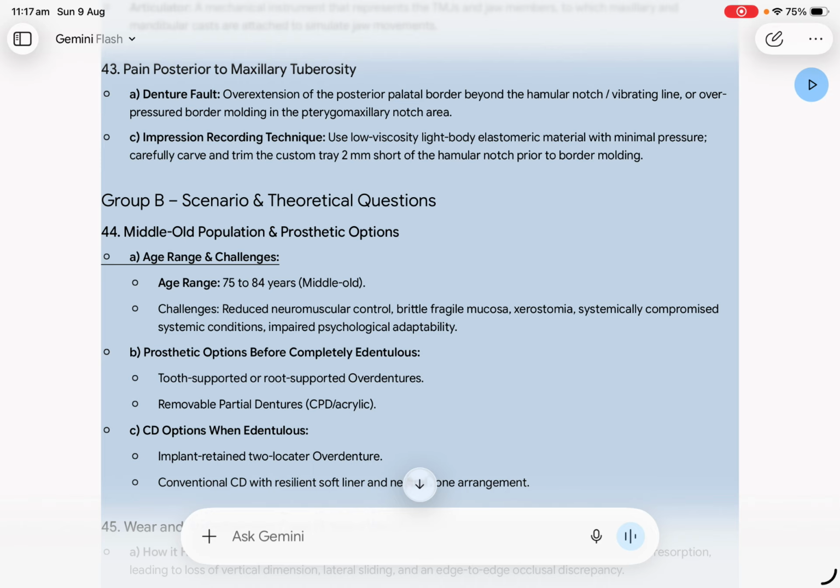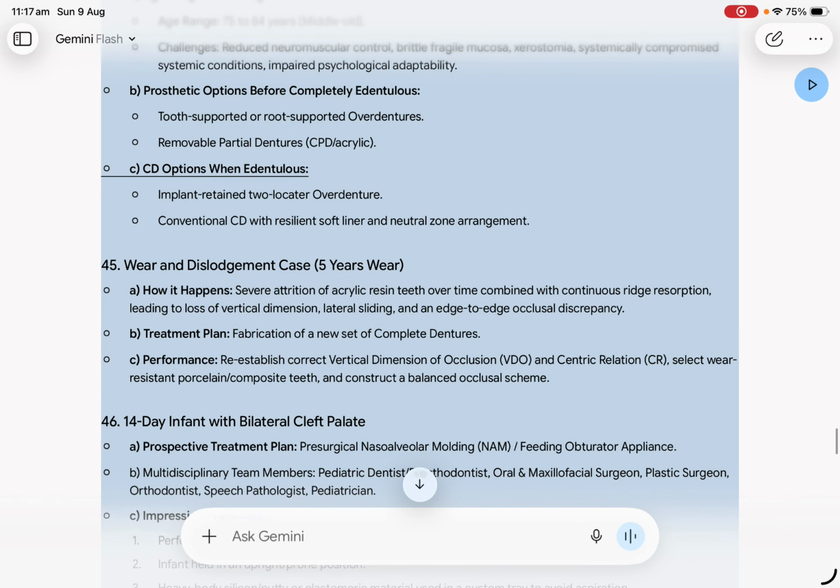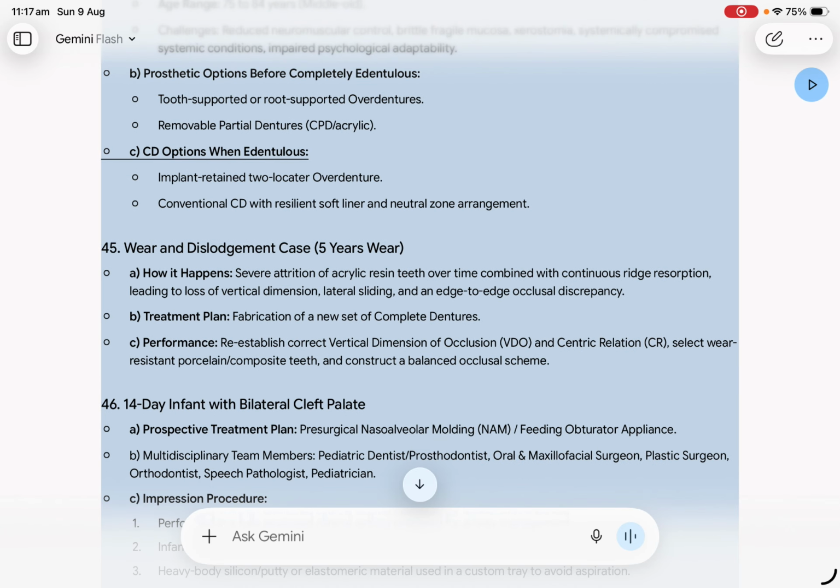Tooth-supported or root-supported overdentures. Removable partial dentures, RPD, acrylic. C. CD options when edentulous. Implant retained two-locator overdenture. Conventional CD with resilient soft liner and neutral zone arrangement.